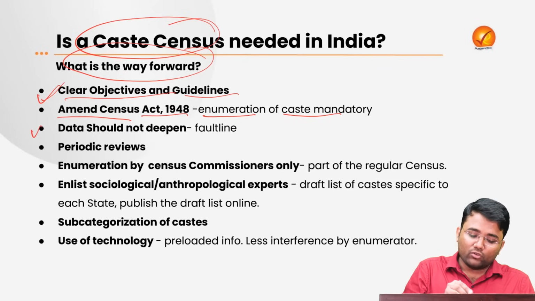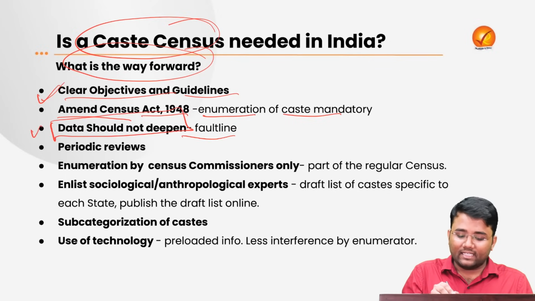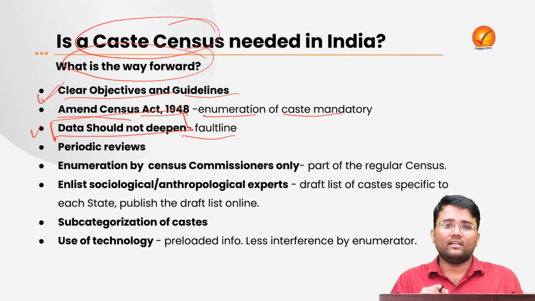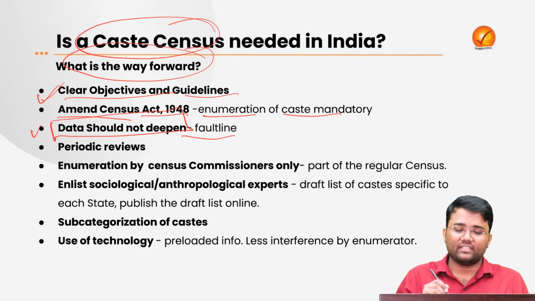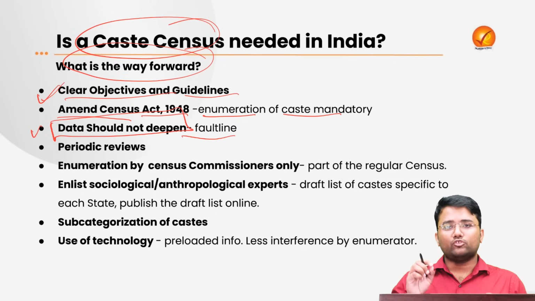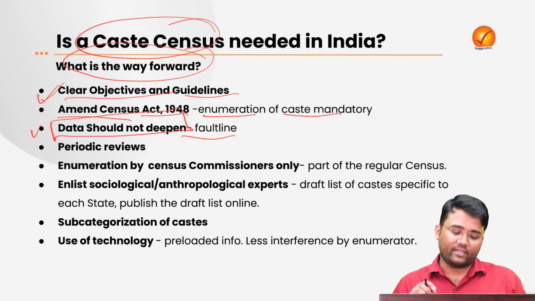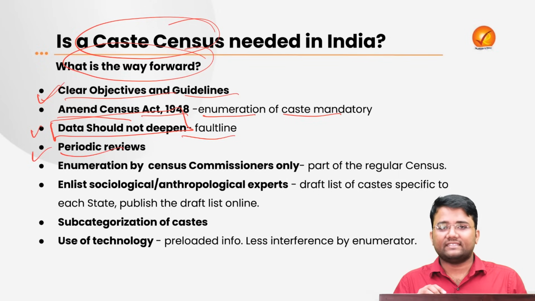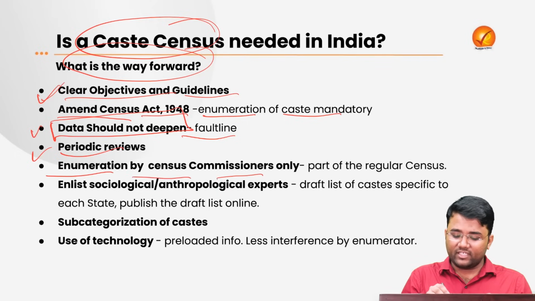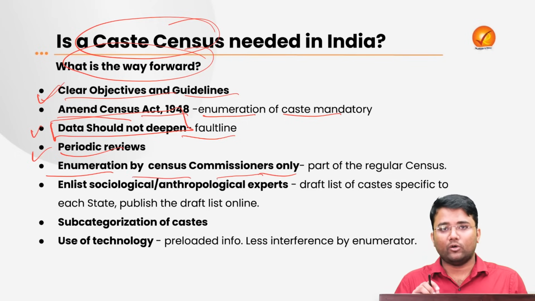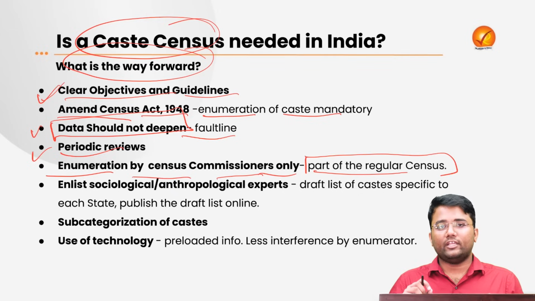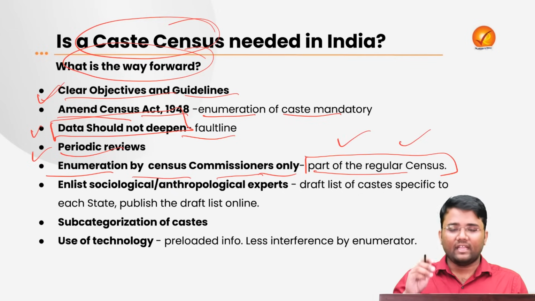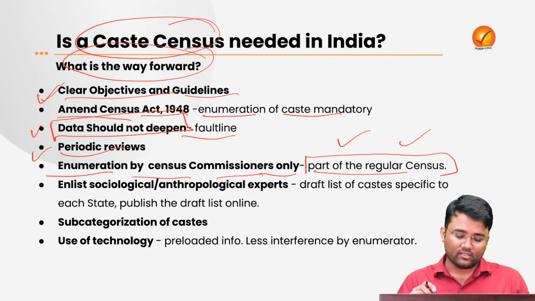And we should consider this, that the data that will be coming in the society, that should not deepen the fault line in the society. The social cohesion should not be getting affected. Then there is also need for periodic reviews of this caste census data that will come in the public domain. The enumeration by the census commissioners should be only done because they are well equipped to conduct the census properly, and that can happen as a part of regular census only.